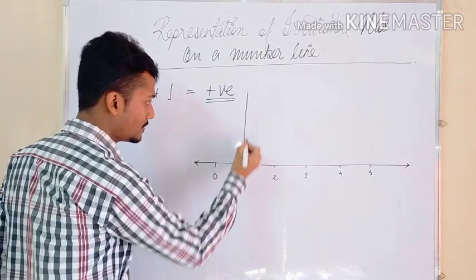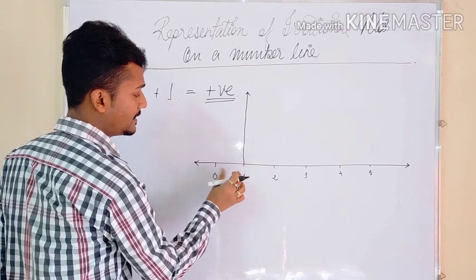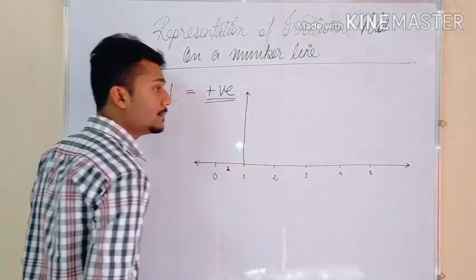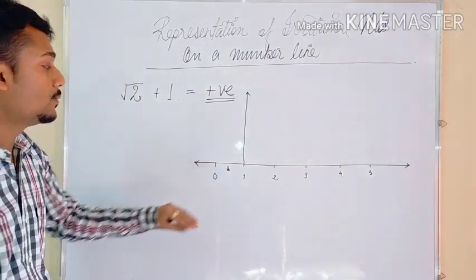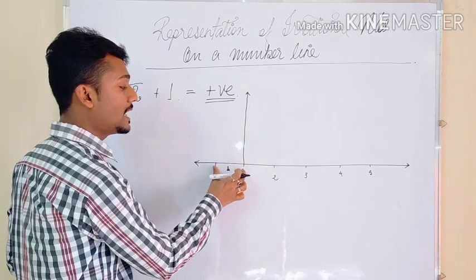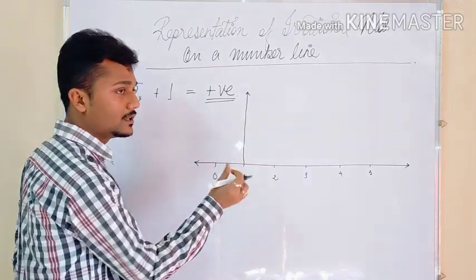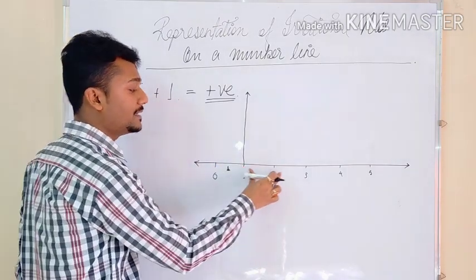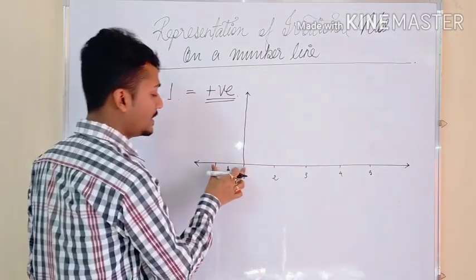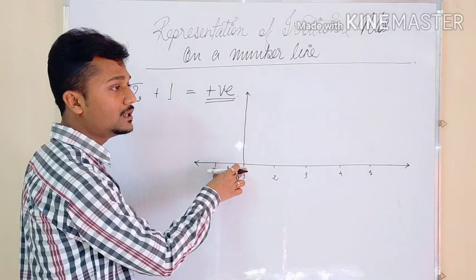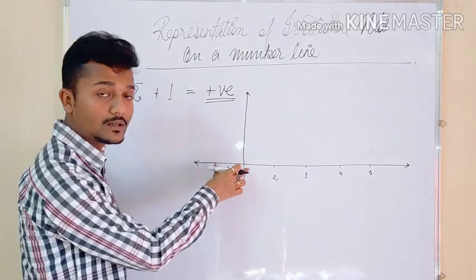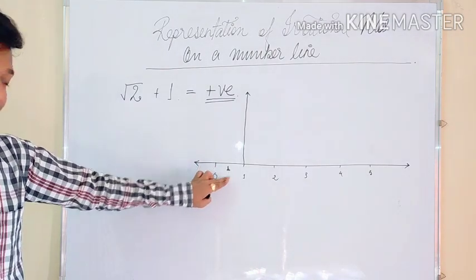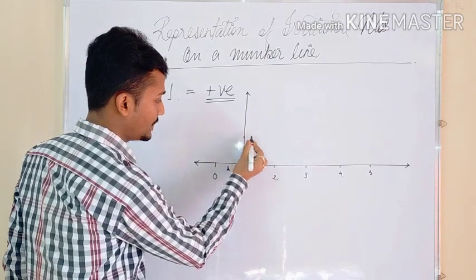Same process. This is 1 unit. That means the units should be of equal measurement. From here to here I have taken, even if it is 2 centimeters, to be 1 unit. So 1 unit you have to take. Say I have taken a 1 centimeter gap, or 1 inch gap, then this will be equal to 1 unit. Here also 1 unit.